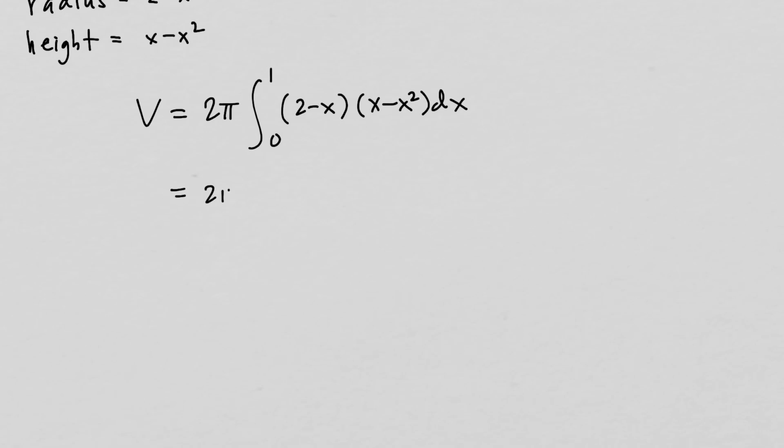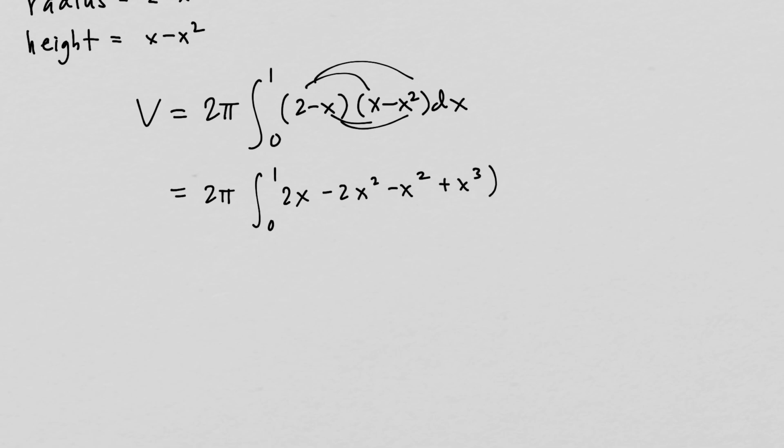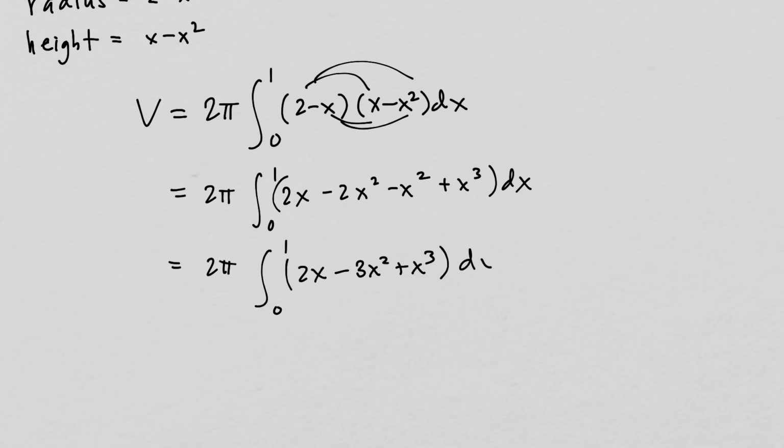So we get 2 pi integral 0 to 1. We're going to multiply this out. That's going to give us 2x minus 2x squared minus x squared plus x cubed. And we'll simplify that a little bit before moving forward here. We have 2x minus 3x squared plus x cubed. Now we're ready to take the antiderivative.